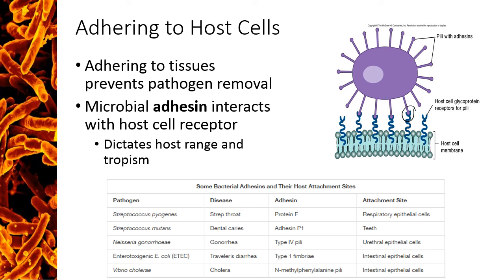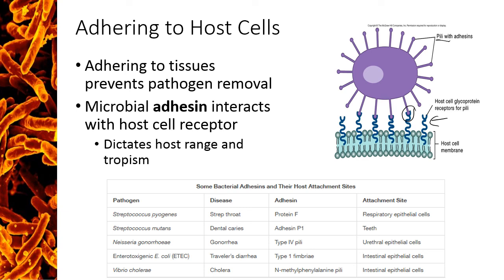Remember, we talked about the role of pili in bacteria for adhering, for sticking to stuff. Here we've got a pili with an adhesin protein interacting with a specific host cell glycoprotein. We talked about adhesion when we talked about viral replication, because all the viruses had to adhere to our cells to be able to enter the cytoplasm.